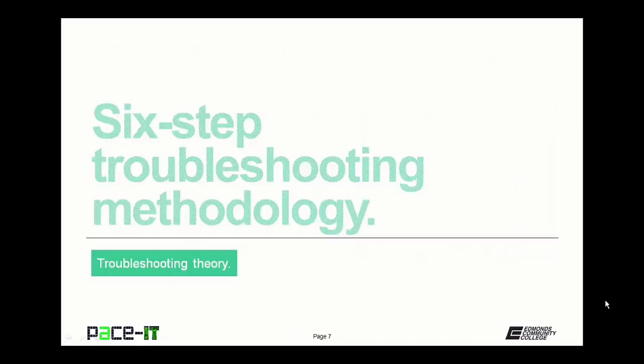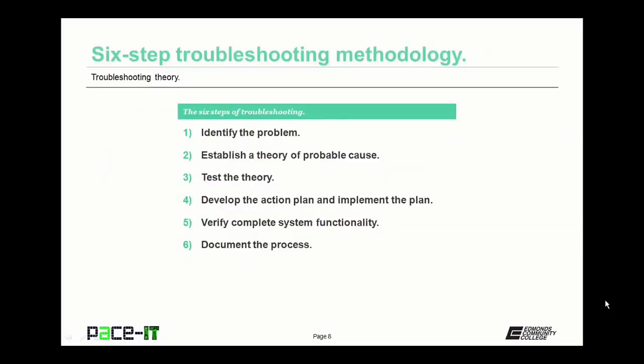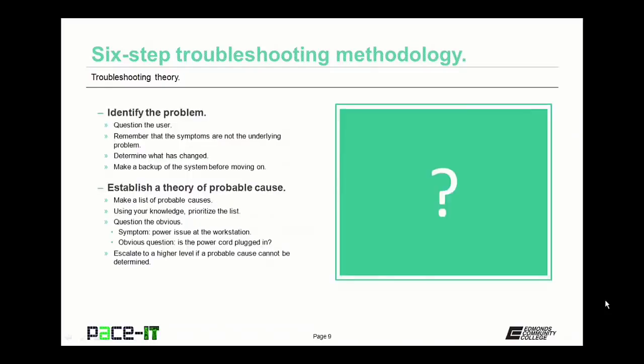Now let's move on to CompTIA's 6 steps to troubleshooting. CompTIA recommends the following 6 steps. The first step is to identify the problem. The second step is to establish a theory of probable causes. The third step is to test the theory of probable cause. The fourth step is to develop an action plan and implement that plan. Step 5 is to verify complete system functionality, and step 6 is to document the process. Now let's discuss each of those steps in a little bit more detail.